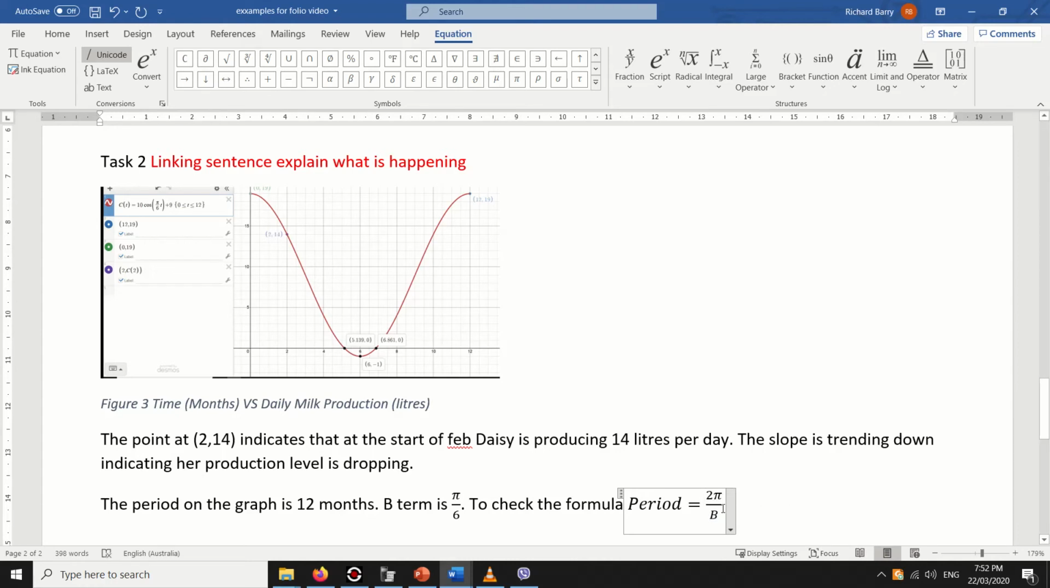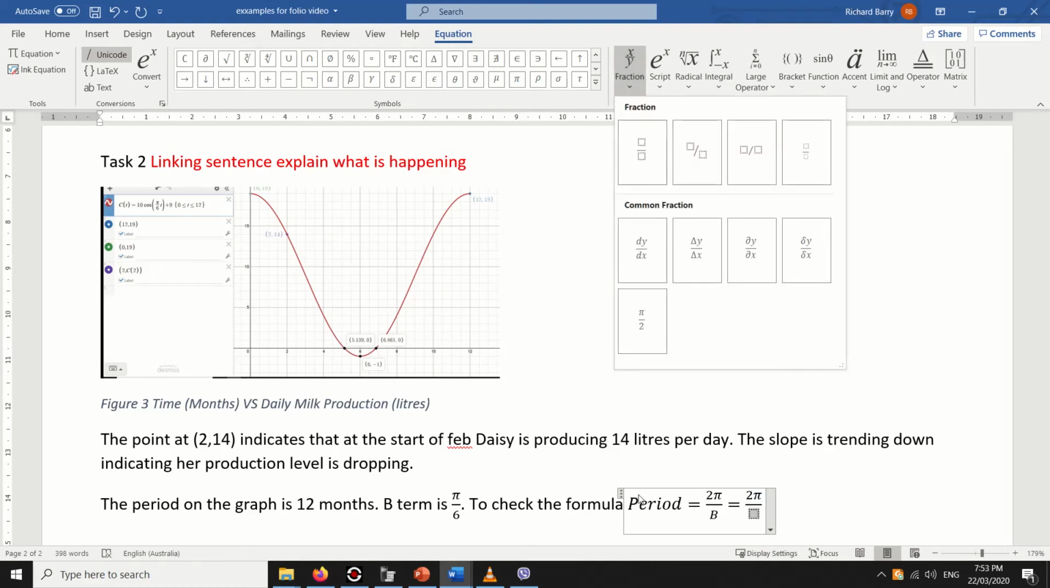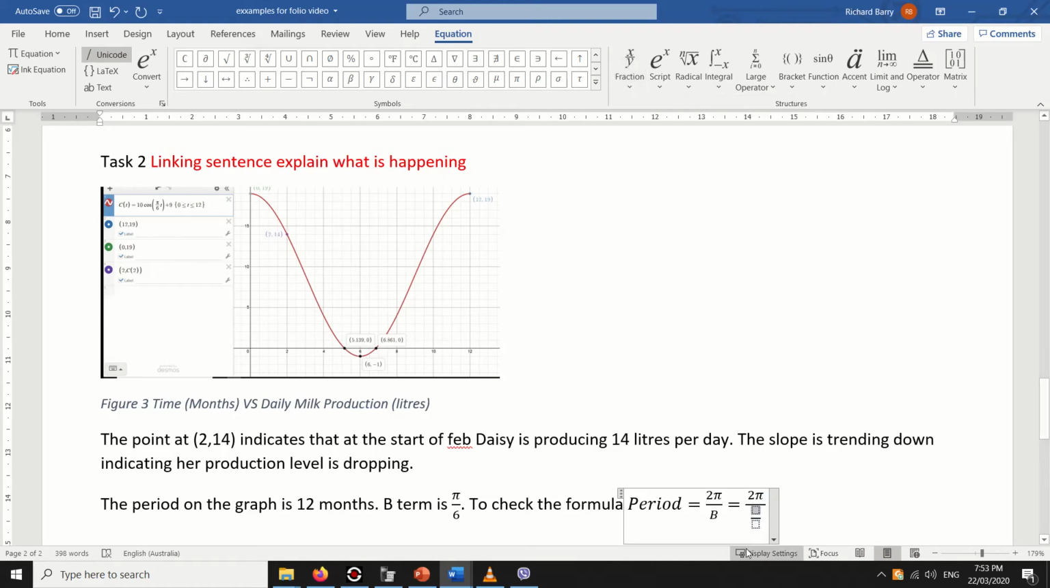So I'm just going to expand this with another fraction. Looks like we're going to get a fraction on top of a fraction here, 2 pi, and put another fraction in here, and looking for pi on 6, and this equals 2, where's the symbol for multiply, 2 times 6 equals 12.